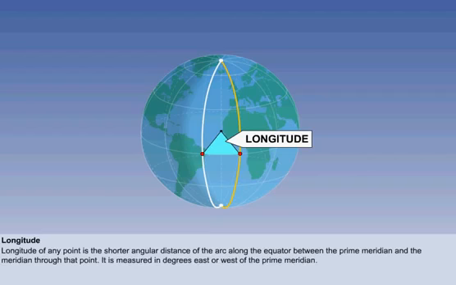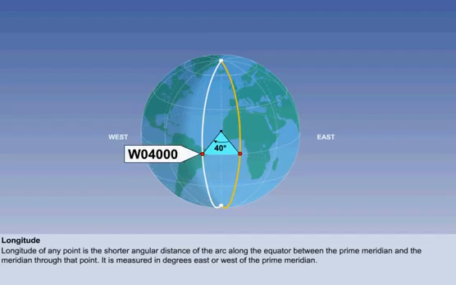The angle is measured in terms of whether it is east or west of the prime meridian. In this example on the screen, the longitude is west of the prime meridian. If the angle at the centre of the Earth between these two meridians was, for example, 40 degrees, then the longitude would be west 04000. This means that the longitude is 40 degrees 0 minutes west of the prime meridian.